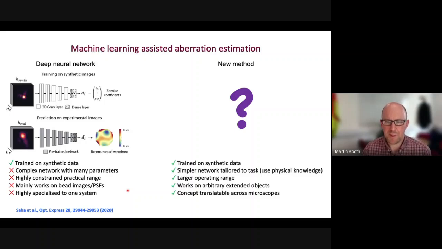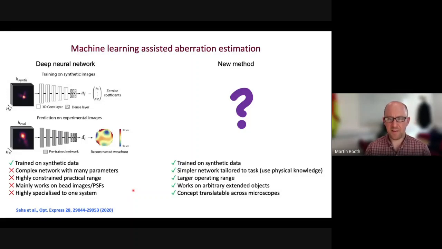But whatever new method we come up with should meet those objectives. Trained on synthetic data, it should be a simplified network. It doesn't need to be that complex. And we do this by making sure we use our physical knowledge before we design the neural network. We want a larger operating range. We want it to work on arbitrary extended objects, and we want the concept to be translatable across microscopes.